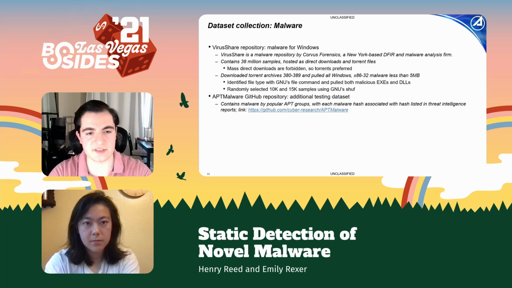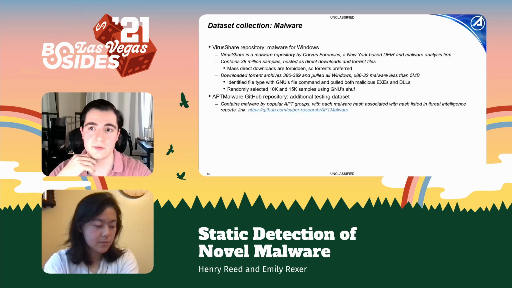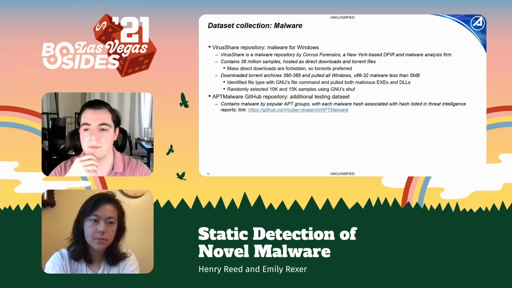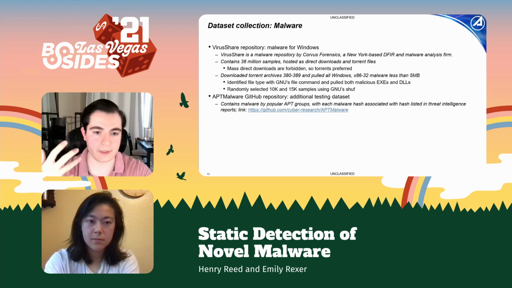For an additional testing dataset, we used APT-Malware, which is a GitHub repo anonymously uploaded. The whole point of that repo is it contains malware written allegedly by 5 different nation states. We do trust that repo because each malware sample has a hash associated with a threat intelligence report, either written by a corporate intelligence firm or by an antivirus company. Because there is that validation from third parties of those specific samples, we assume that the samples are true and accurate.